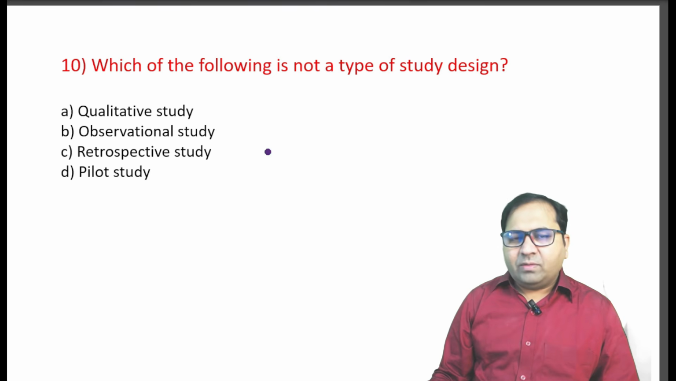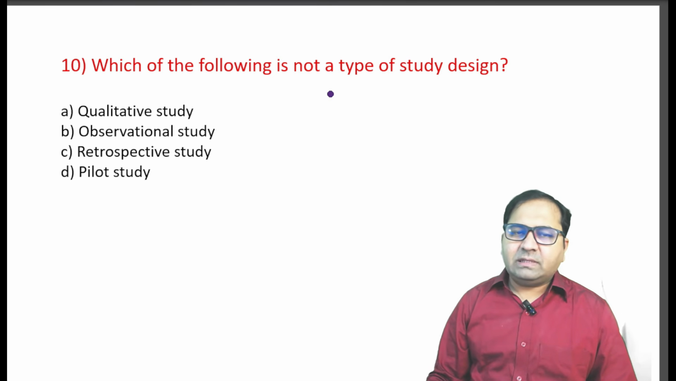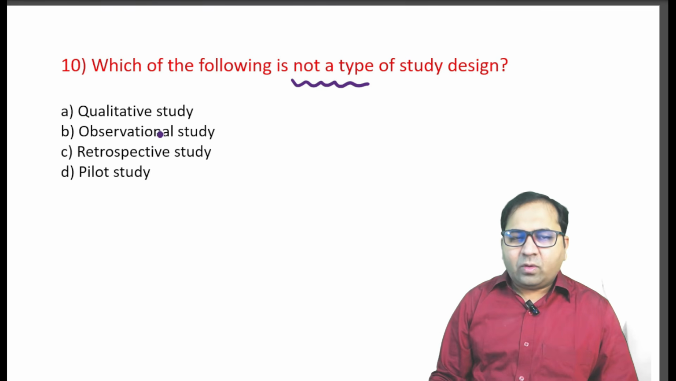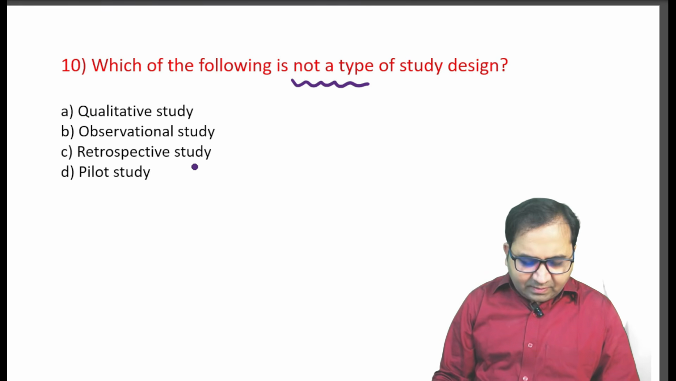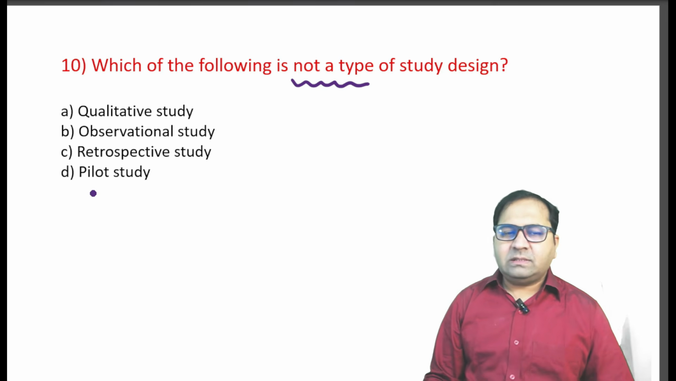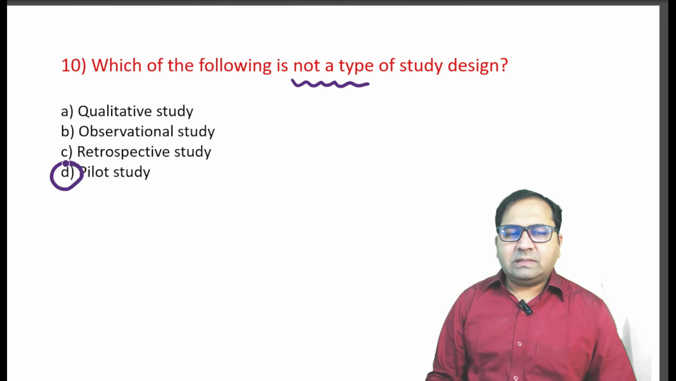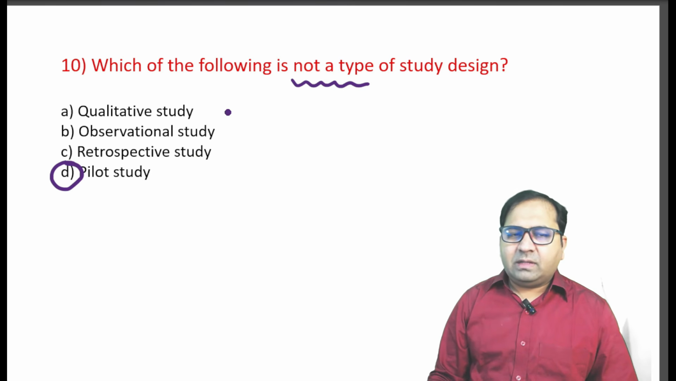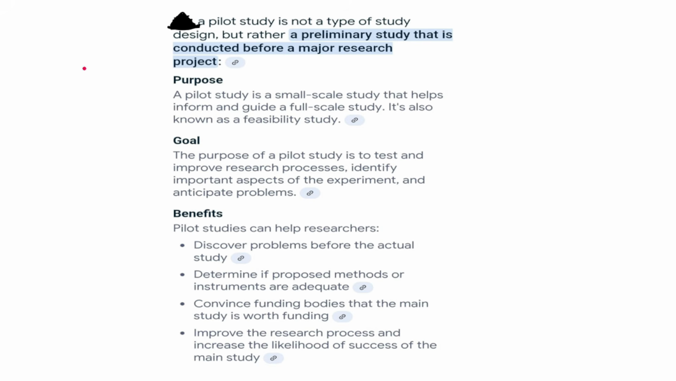Next question. Which of the following is not a type of study design? The options are A, qualitative study, B, observational study, C, retrospective study, or D, pilot study. The answer for this question is, it is easy. It is pilot study. Pilot study is not a type of study design. But the other three, that is qualitative design, observational design and retrospective, are types of study designs.